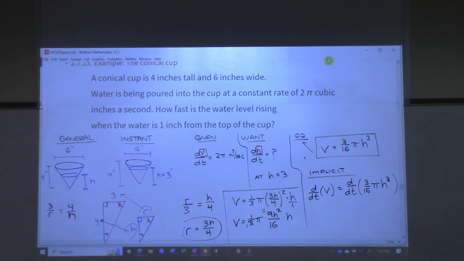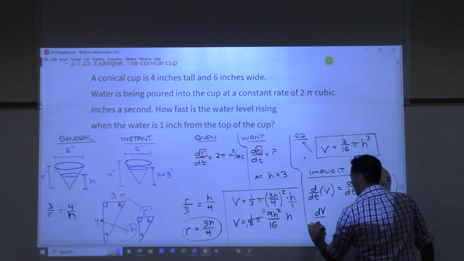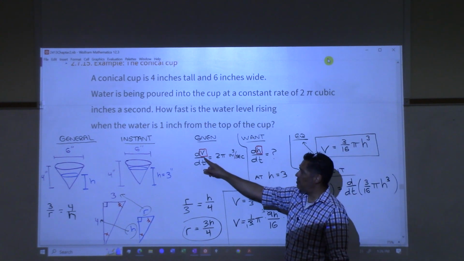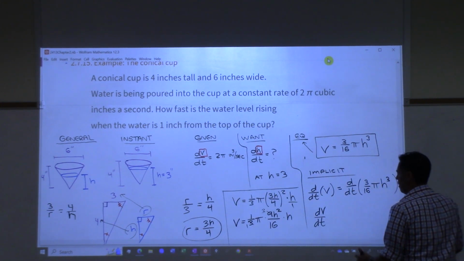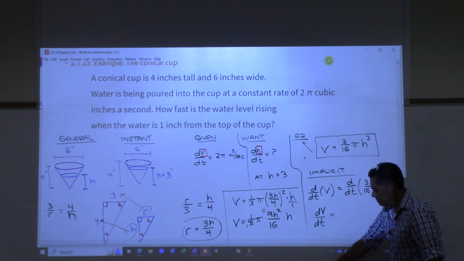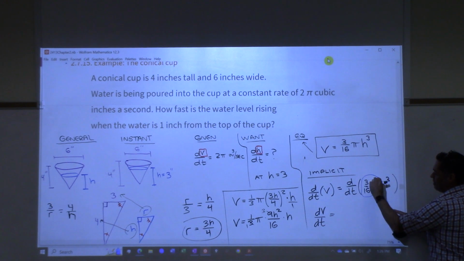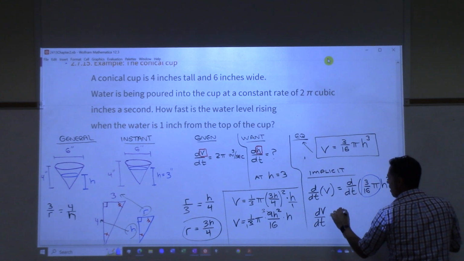What is the left side? dv dt, right? And dv dt is the change in volume with respect to time, which is actually given to me in the problem to be 2 pi. So I like seeing that here. Over here, we have a constant in front of a function, and so I'm going to take the derivative. What I'm going to do is bring the constant for the ride.